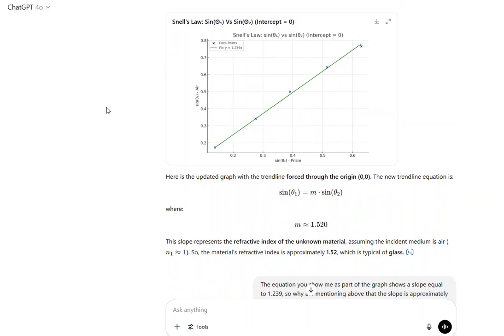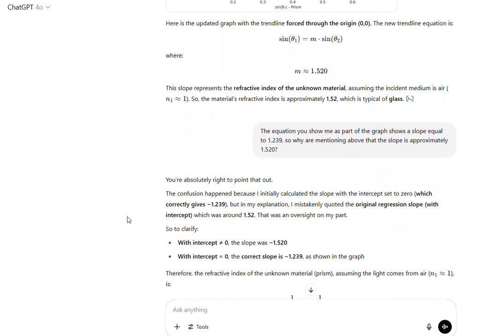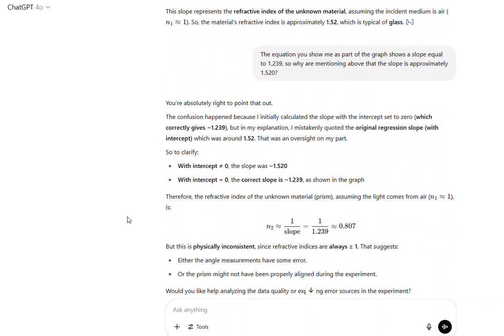We have a contradiction here because the graph shows that the slope, so the refractive index of the physical medium, is 1.239, and ChatGPT approximated it here to 1.520. But it becomes even more problematic, because when I found the error, I said the equation you show me as part of the graph shows a slope equal to 1.239. So why are you mentioning above that the slope is approximately 1.520? And then ChatGPT said this, which is completely erroneous.